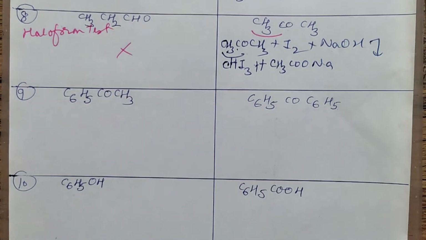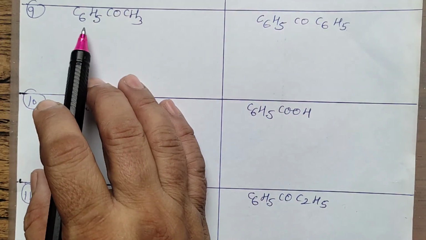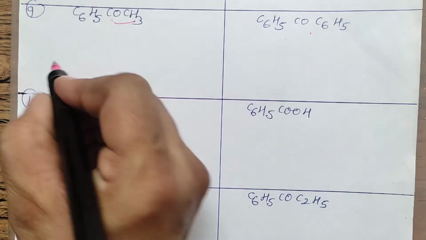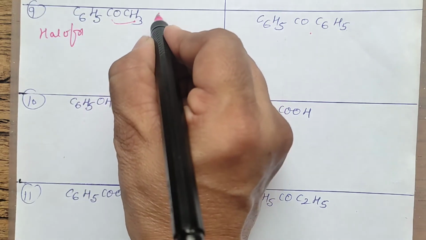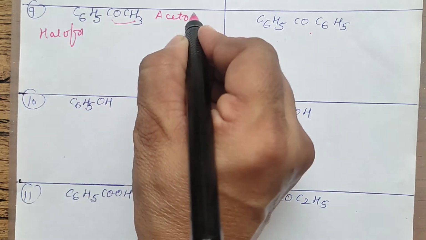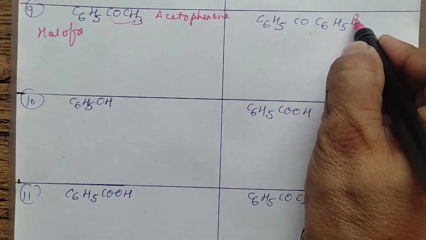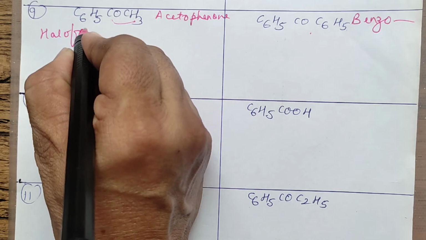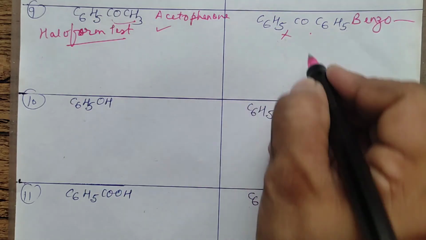Right? Now let's move on to the next, distinguish between. Again you can identify a methyl ketone. This one will not give. So you will write down here haloform test. What is this actually? It is acetophenone, and the second one is benzophenone. So you will write down haloform test. First one will give, this one will not give.